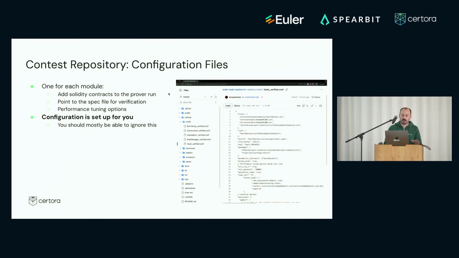So in the configuration files, we have one for each module, and these have essentially the contracts that the prover is meant to run on and the specification for verification. There's also some performance tuning options, but for the most part, we hope that you'll be able to ignore these. If you want to dig into it a bit more and understand what's going on, you can use certoraRun --help and see what other options we have available. But for the most part, you should be able to just ignore this and directly use the one for the module you're verifying.